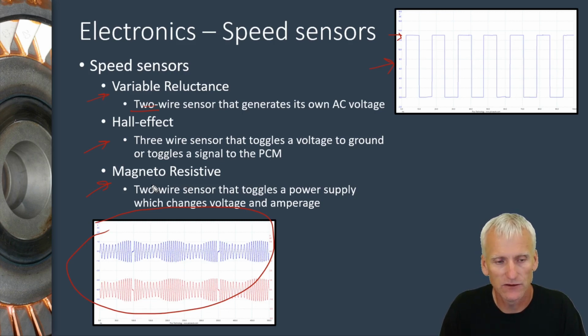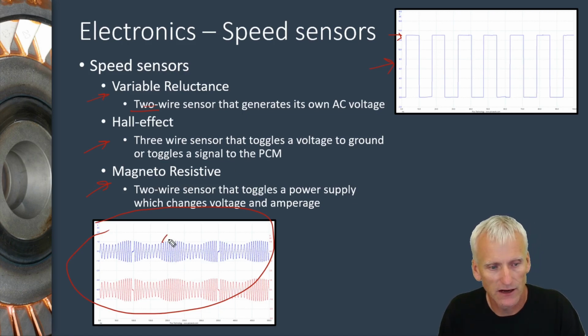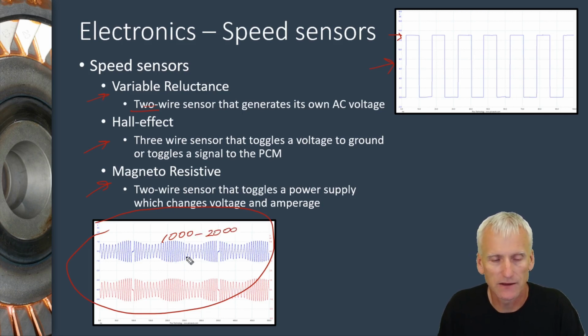So if you're looking at a 2-wire sensor and you're trying to measure resistance across it, a lot of times these things will have about 1,000 to maybe 2,000 ohms of resistance. That's one of the ways people check them, is just a resistance check. But a 2-wire magnetoresistive sensor, you're going to get megaohms. It's going to be extremely high resistance. So you might think it's bad, but it actually might be a magnetoresistive sensor, and you're not going to get a lower ohm reading like you would on a variable reluctance sensor.